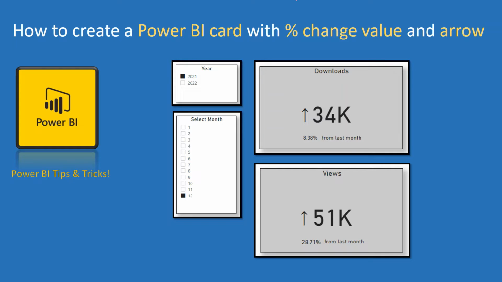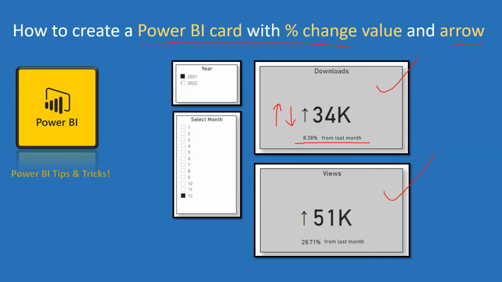In this video, we are going to talk about how we can create a Power BI card with a percentage change value and an arrow within it. As you can see here, we have two KPI cards built in Power BI, and each has a percentage change value along with an arrow reflecting whether the value is changing upwards or downwards.